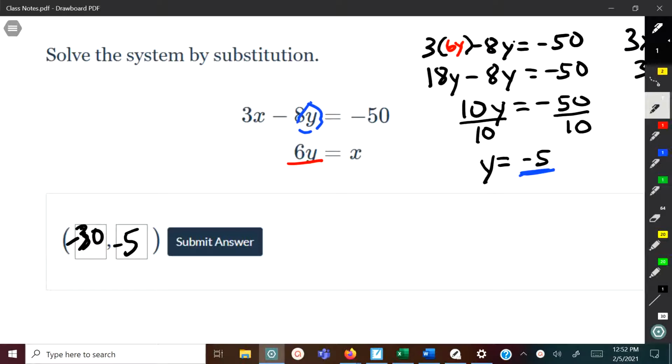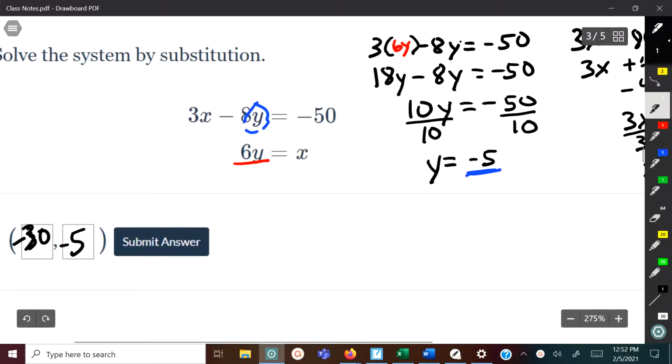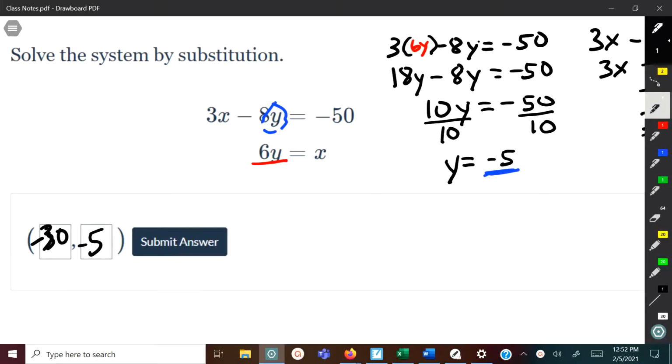Now, here's the deal though. I just picked the first one. Could you plug it in on the second one? Totally. And just do negative 5 times 6. Negative times positive is negative, 6 times 5 is 30, negative 30. That works as well. But I'm just showing you, once you find the answer, all you got to do is sub it back in.